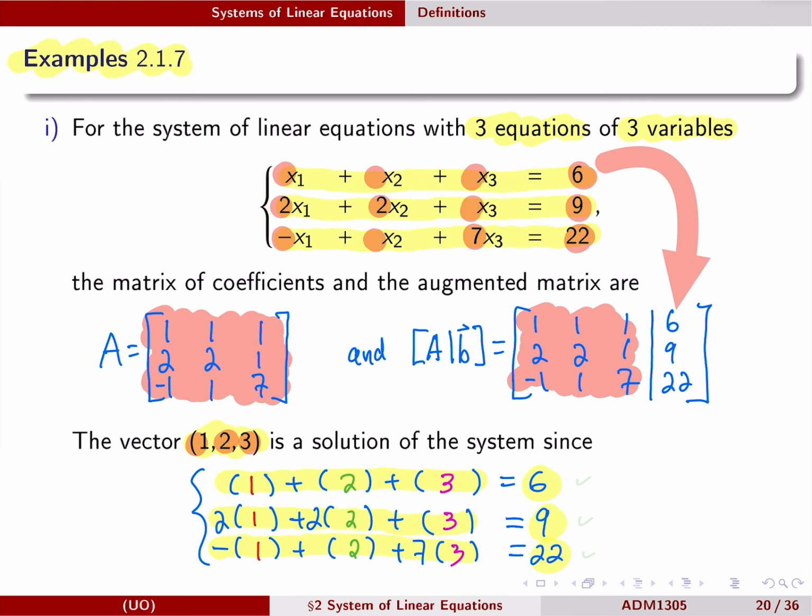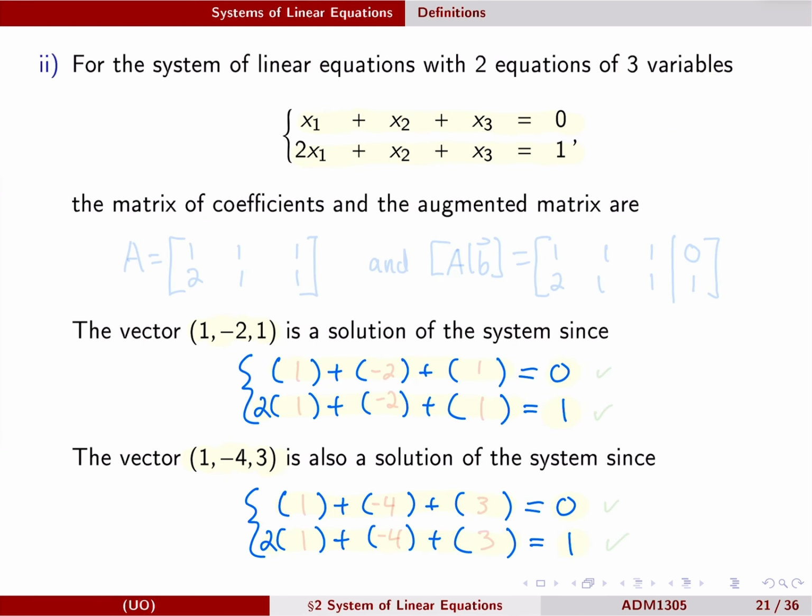Because we have equality in every single equation, the left side and the right side are equal. 1, 2, 3 is a solution of this system of linear equations.